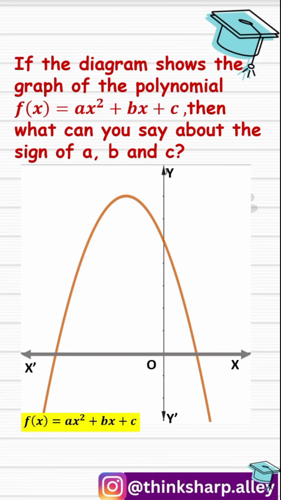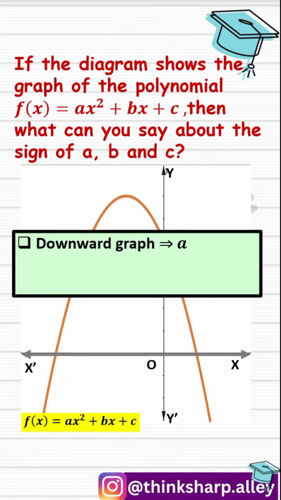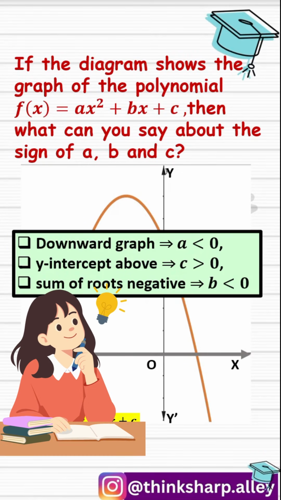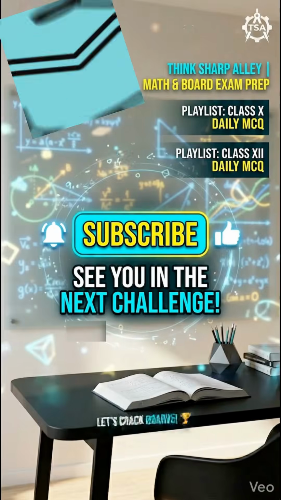So the final answer is, since the graph is downward, a is less than 0. Y-intercept is above the x-axis, so c is greater than 0. And sum of the roots is negative, so b is less than 0. And if you got this right, you are thinking like a pro.